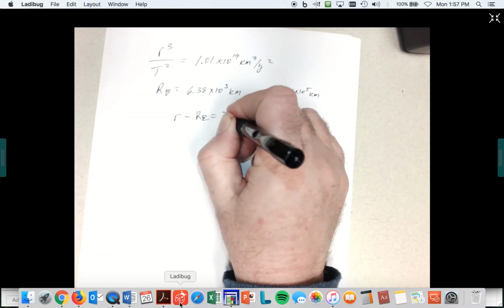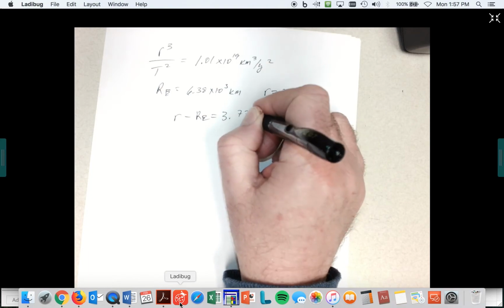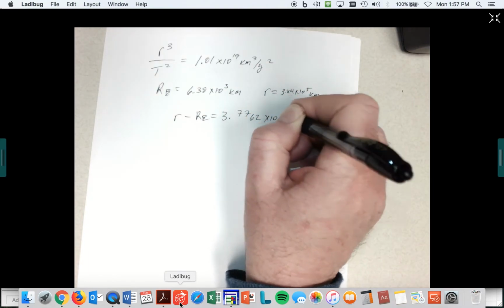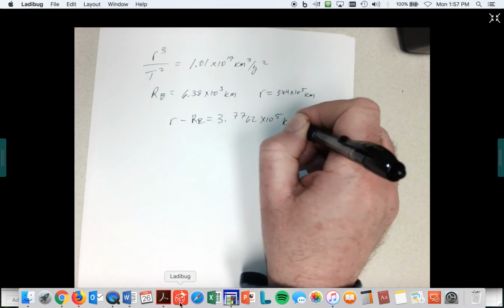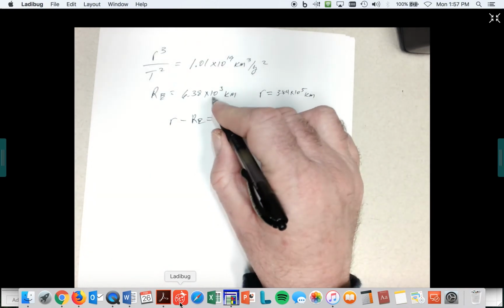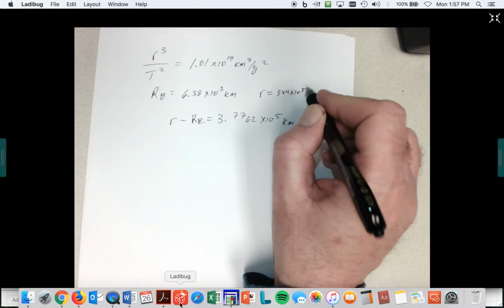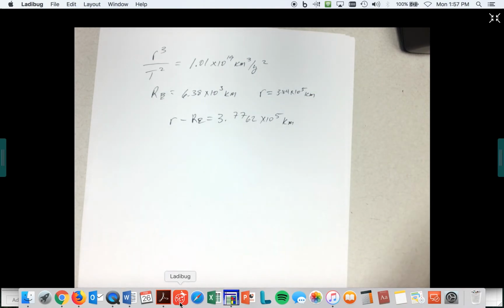I mean, it's 3.7762 times 10 to the fifth kilometers. Okay, so that doesn't take, since this is only 10 to the third compared to 10 to the fifth, it didn't mess with it all that much. All right, so that's how high up, this gives me my height.